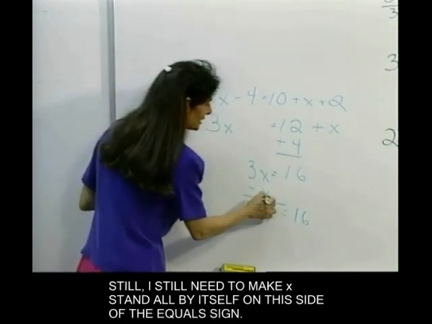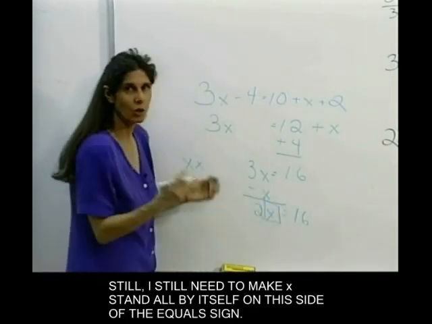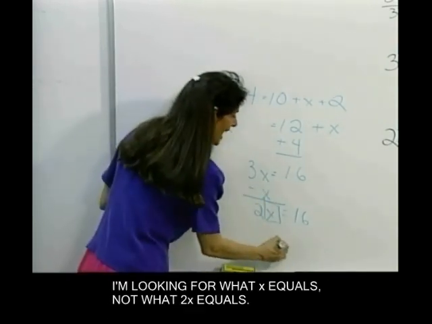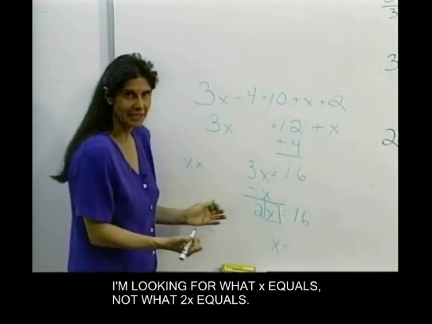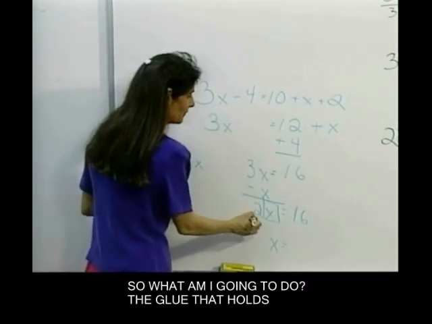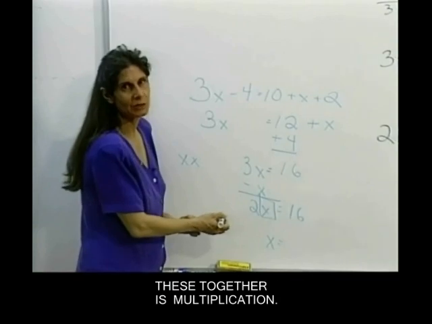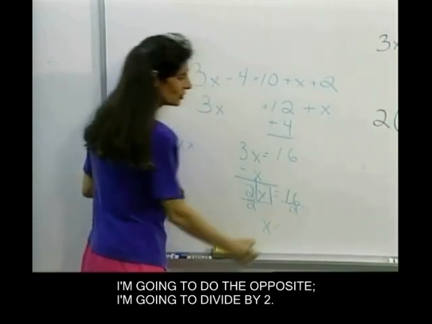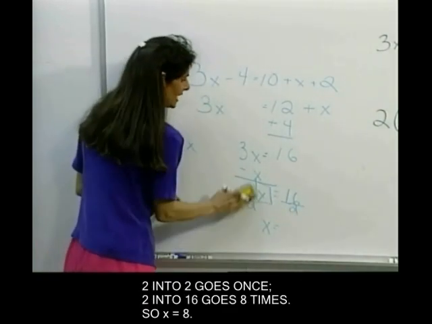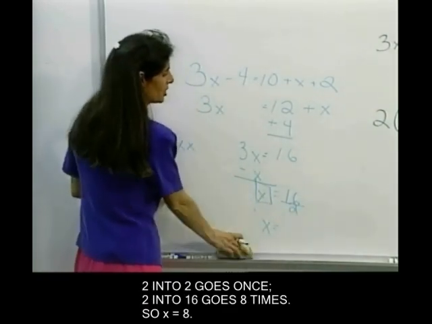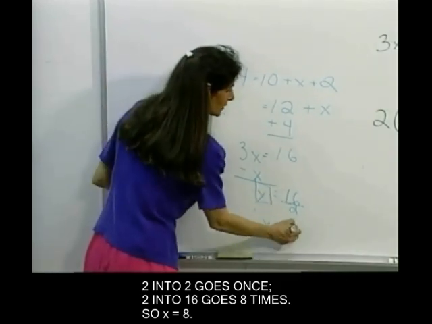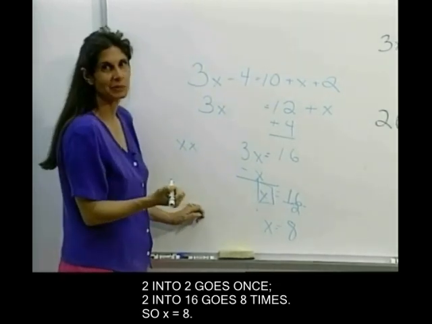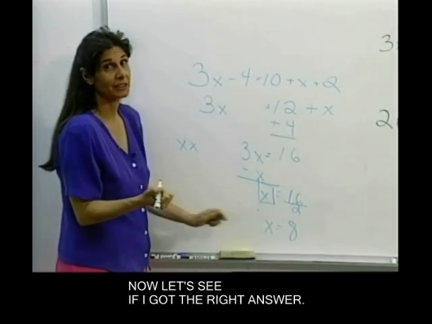I still need to make x stand all by itself on this side of the equal sign. I'm looking for what x equals, not what 2x equals. So what am I going to do? The glue that holds these together is multiplication. I'm going to do the opposite. I'm going to divide by 2. 2 into 2 goes once. 2 into 16 goes 8 times. So x equals 8.